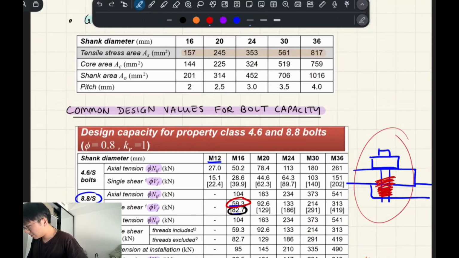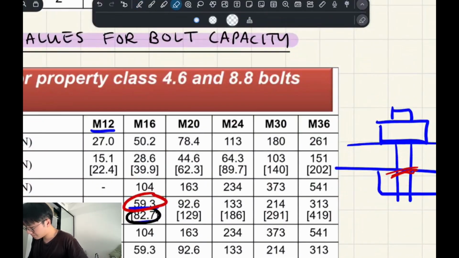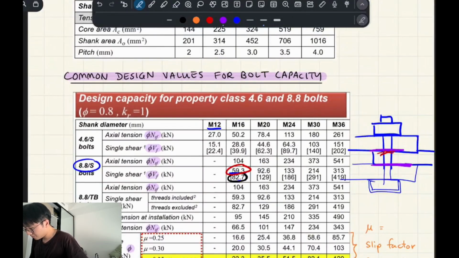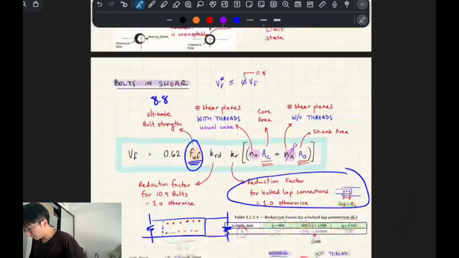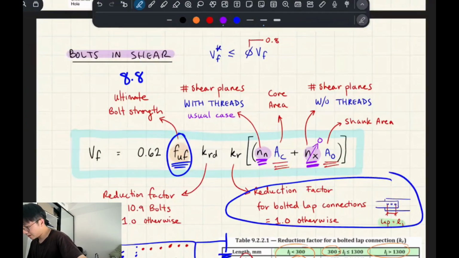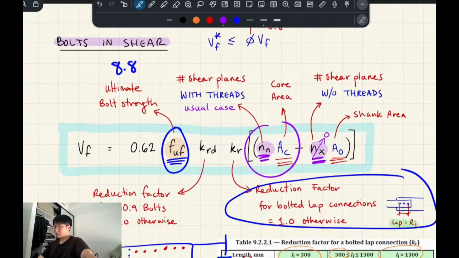The other thing is that you can have more than one shear plane. So for example, like this. If you have 3 plates that are being stitched together, you basically have 2 shear planes, right? And so you would probably look at the formula instead. So n is the number of shear planes, the amount of shear planes with and without threads. If you want to be conservative, you basically always take it as the core area, which is the smaller number, which is why I've written 0 here.